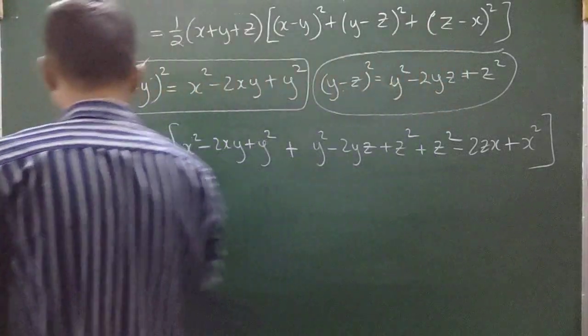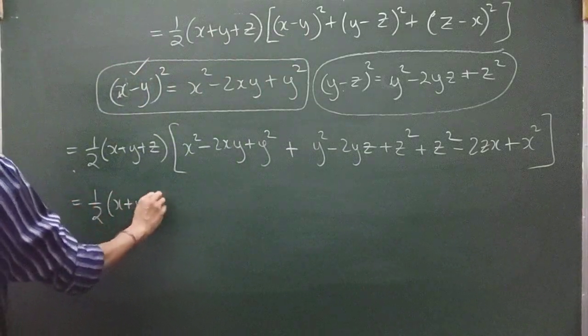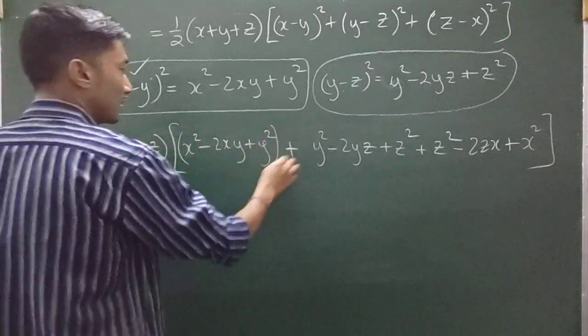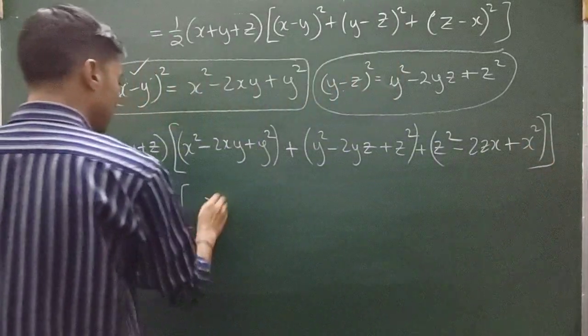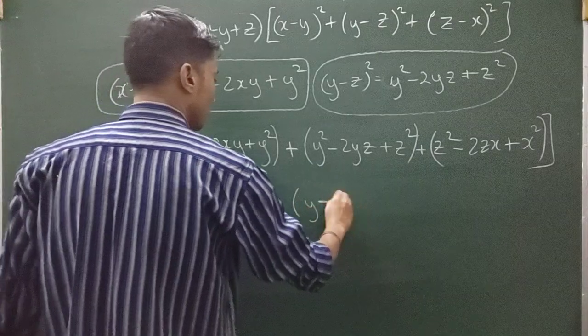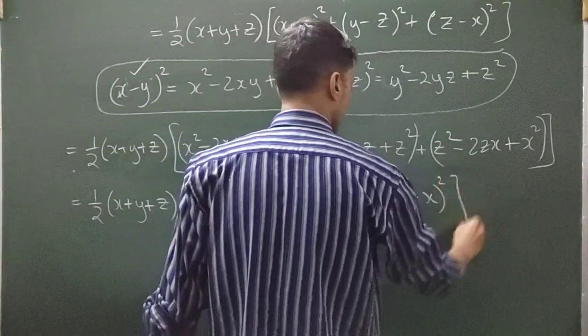So then, 1 by 2, (x plus y plus z), I'll just use brackets. So this can be written as (x minus y) whole square plus this can be written as (y minus z) whole square plus this can be written as (z minus x) whole square.